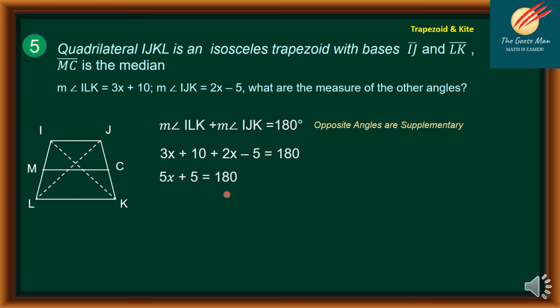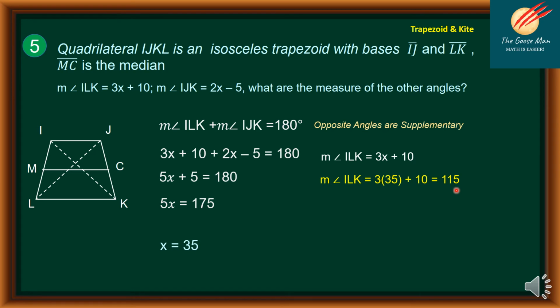Then subtract both sides of the equation by 5. So I have 5x is equal to 175. Divide both sides by 5. So I come up with x is equal to 35. Now that x is equal to 35, we can say that the measure of angle ILK is equal to 3x plus 10. Substitute the value of x, which is 35. So 3 times 35 is 105 plus 10 is equal to 115.